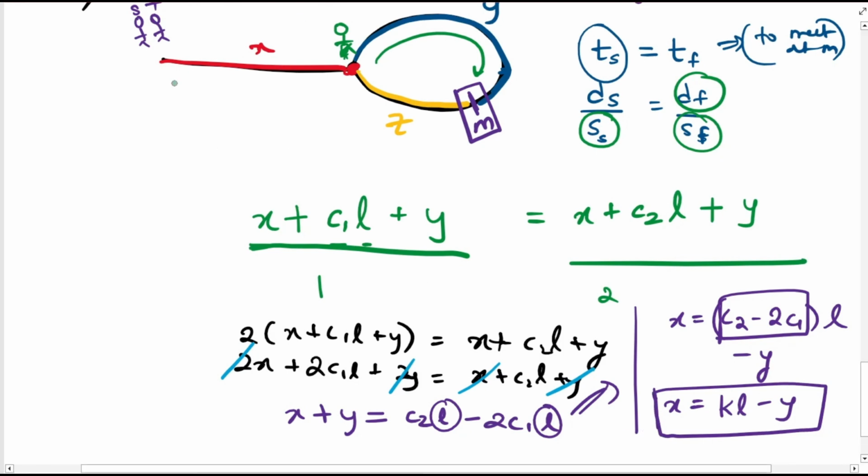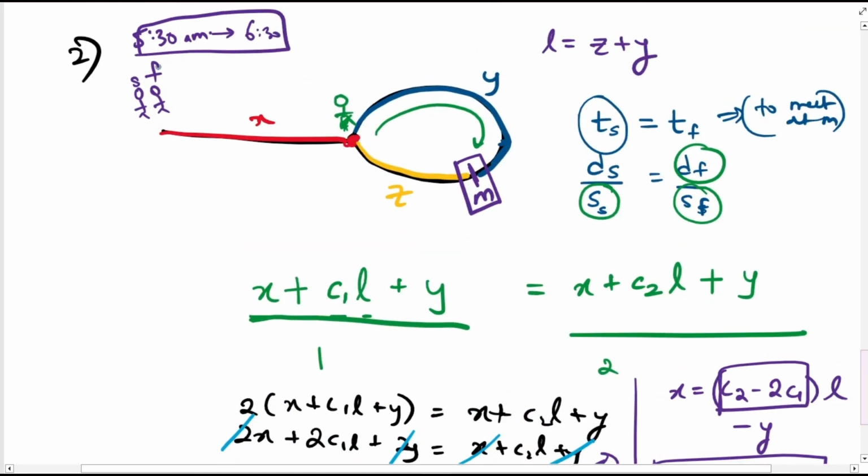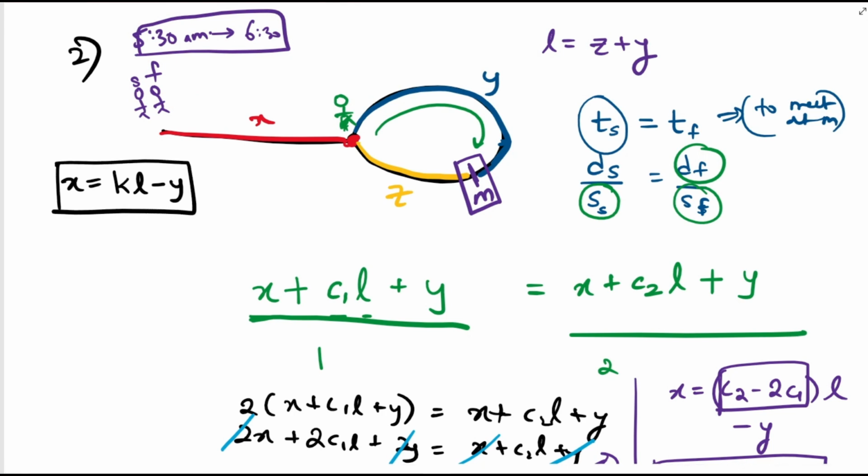Now observe one thing over here. Let me just go back to this diagram. Okay, observe one thing over here. What did we have? We have x is equal to KL minus y, correct? KL minus y. Now you have to understand what that means.